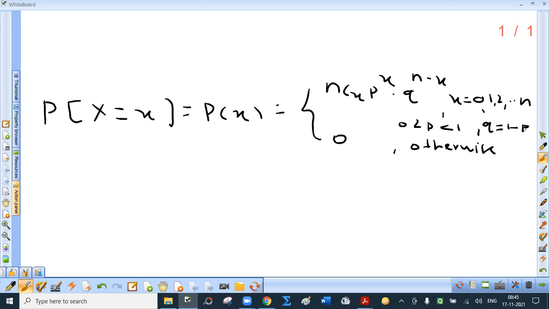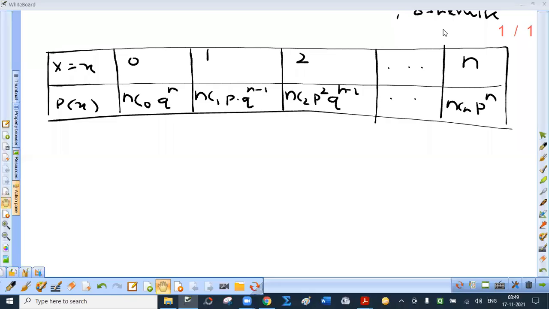Actually, the binomial distribution can also be represented in tabular form. Yes, this is the tabular form. Capital X means the number of successes, not a single success. For 0 successes, all n are failures. Probability of failure is q, so q into q into q, n times, so q^n. And what is nC0? Yes, it is 1.